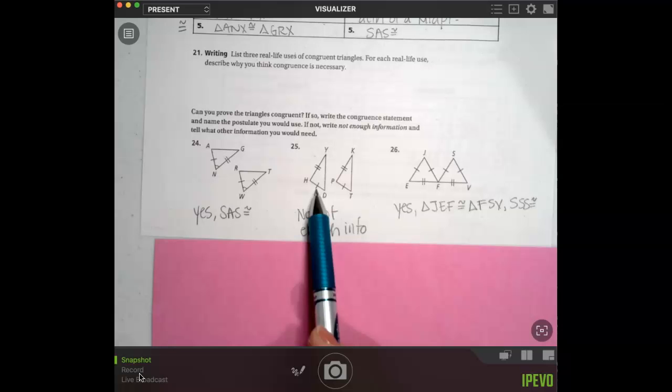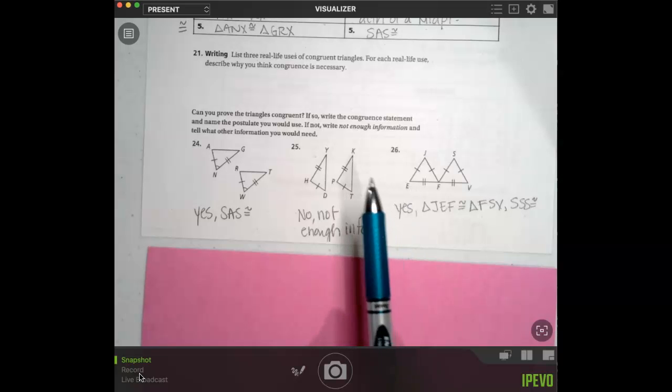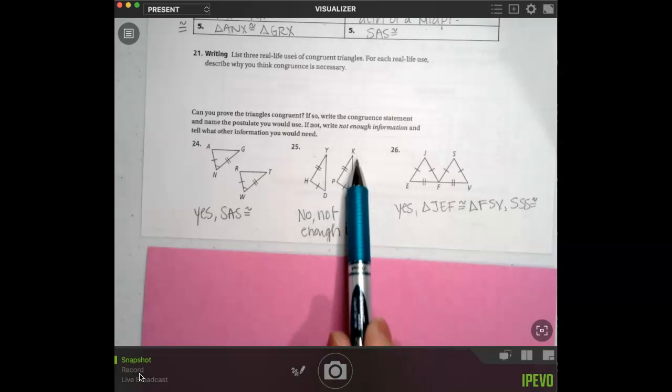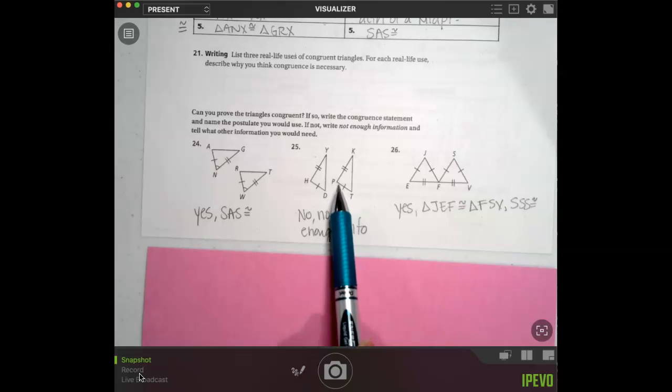This one should be side angle side. This one's an NEI because you only have 2 sides, right? And we need either another side or another angle. And I didn't add that part on here, because it says what other information would you need. If we wanted to do side, side, side, then I would want YD congruent to KT. Or if I wanted side, angle H congruent to angle P. 26 is just a side, side, side. That's it. All right, flip to the back.